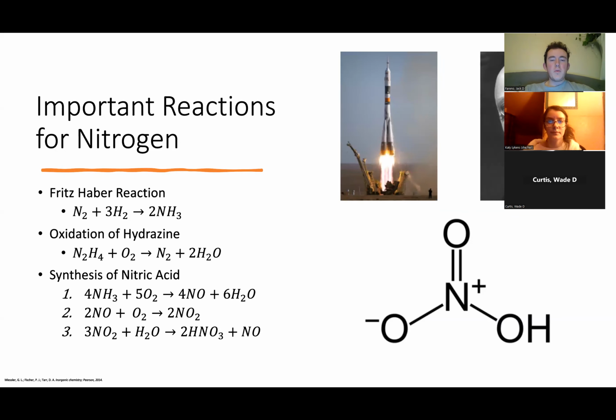Okay, so there are some important reactions regarding nitrogen specifically. For one, is the Fritz-Haber reaction. Inert nitrogen gas is normally not supposed to be reactive with many elements, but they were able to figure out a way to use nitrogen gas combined with hydrogen gas in order to produce ammonia.